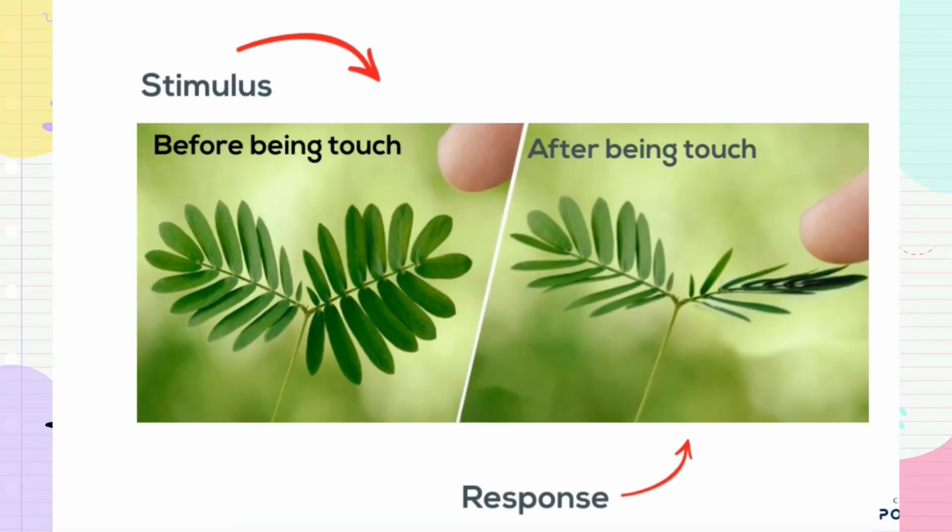Now, have you seen this plant? It's also called touch-me-not. It's a mimosa plant. Before touching, the leaves will be straight. Once you touch it, it will fold. So the stimulus is your finger, and the response is folding. So this is one example of how plants sense.